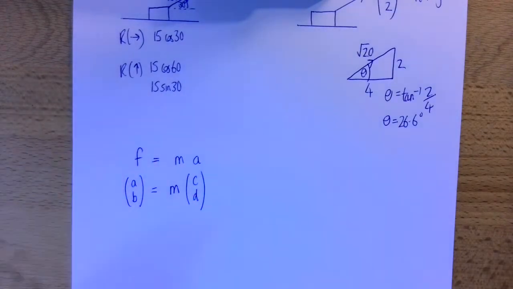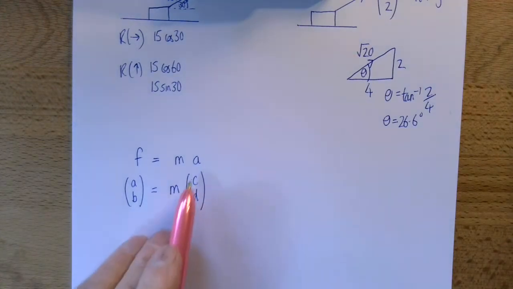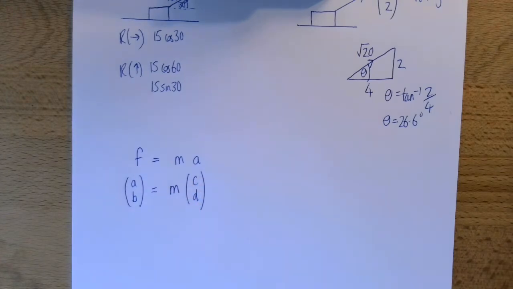So I can talk about the magnitude of acceleration, but I can also talk about it in vector form. What's the effect of that acceleration in the horizontal and the vertical direction?